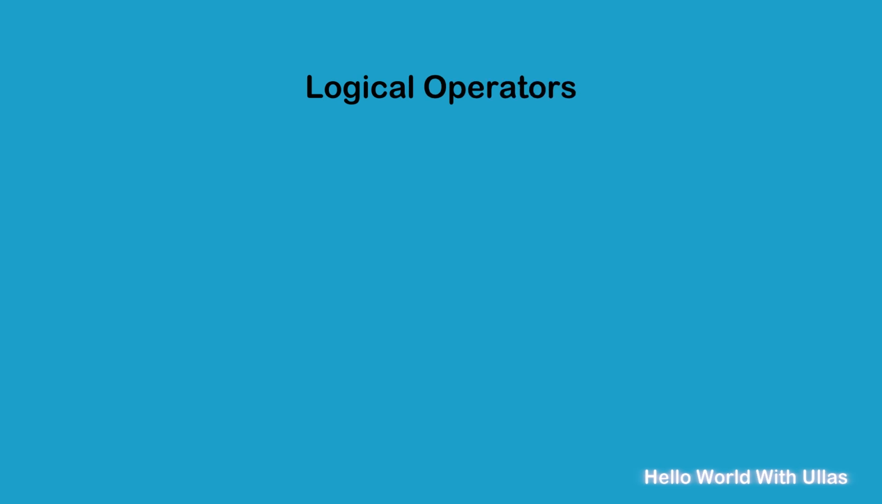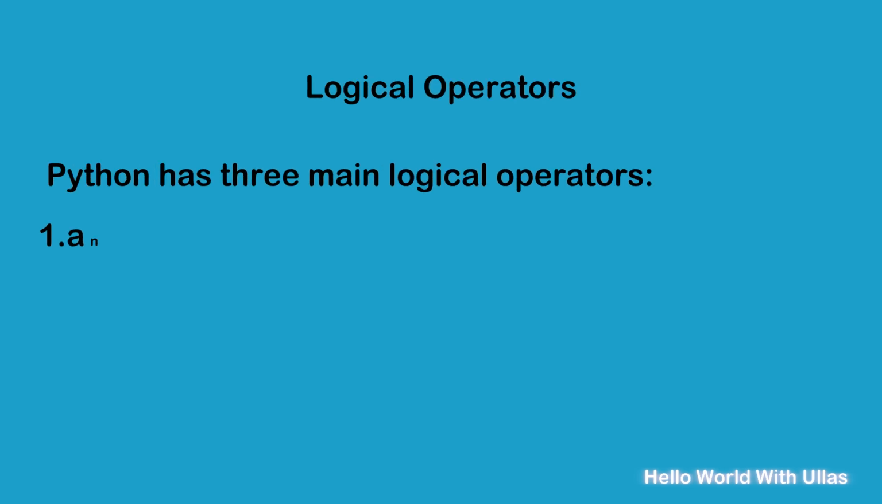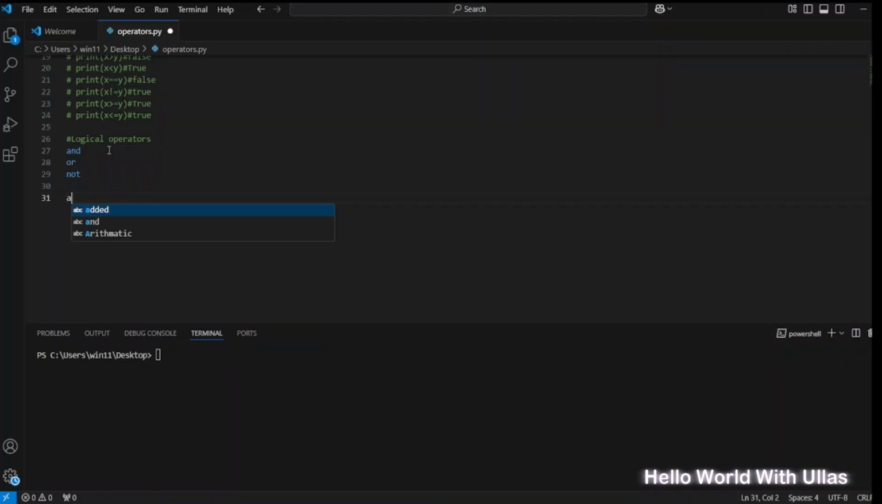Next we will learn about logical operators. Logical operators help us to combine multiple conditions. Python has three main logical operators: and, or, and not. Let's say we have the variable a equal to true and b equal to false. Now let's see what and, or, not will print. Now we'll print a and b.